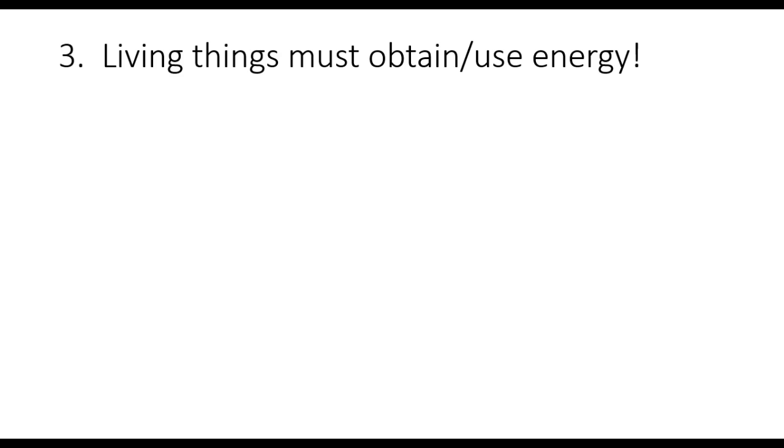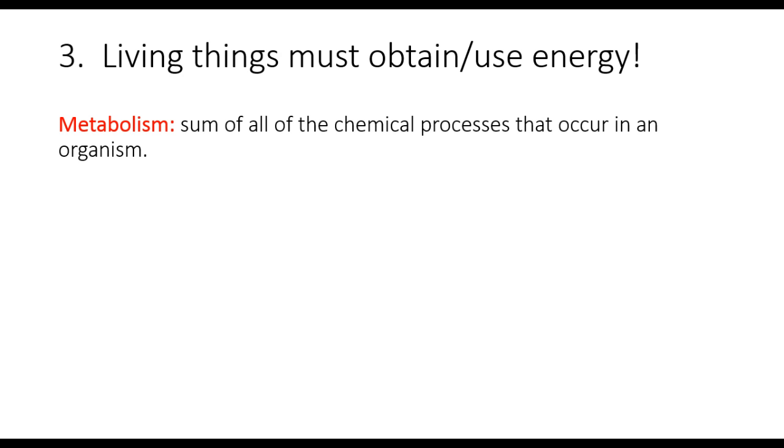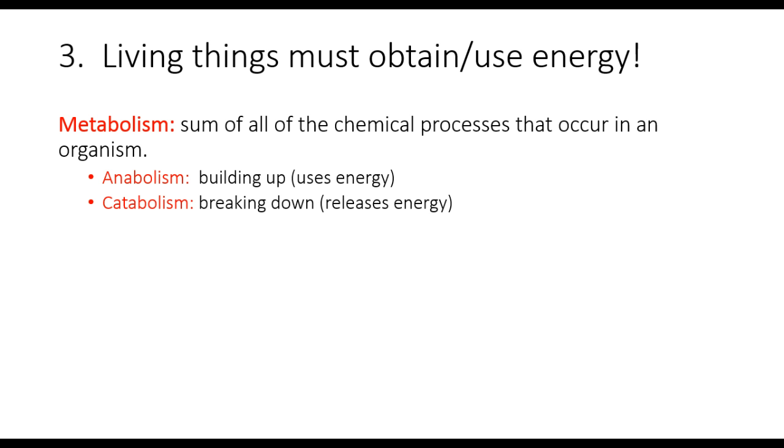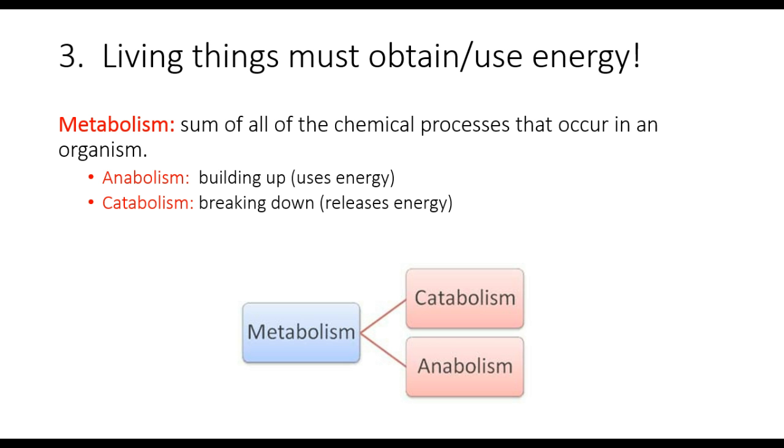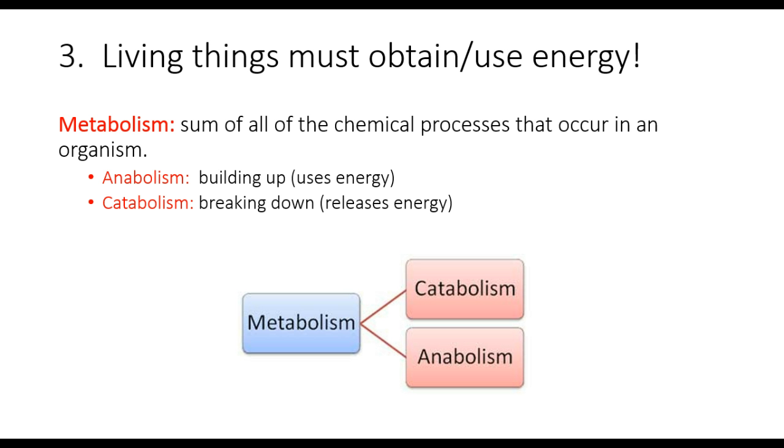Our third characteristic is that living things must obtain and use energy. This is called metabolism, which is the sum of all chemical processes that occur in an organism. There are 2. You have anabolism, which is building up. This uses energy. Think about a weightlifter that uses anabolic steroids. They're building up muscle. The other type of metabolism is catabolism, and this is breaking down, and this releases energy. As we eat, we break down food, which is going to release energy for us to use. Okay, the sum of catabolism and anabolism equals metabolism. So metabolism is everything that involves catabolism and anabolism in your body.